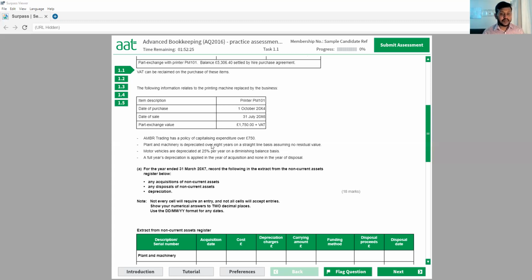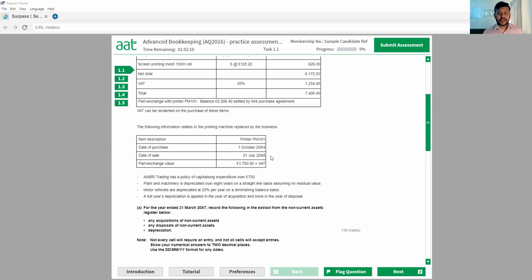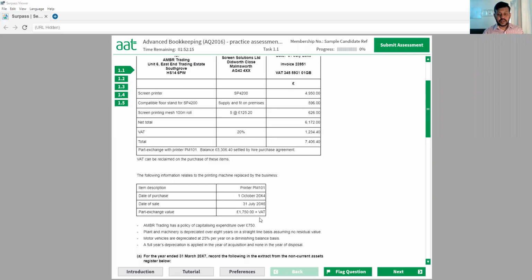Amber Trading has a policy of capitalizing expenditure over 750. Now this over 750 has to be taken together. Remember that sometimes students think, oh, this is part of the cost, but it is less than 750, so I'm not going to take it. This is completely wrong. You should take it because these two are together, the printer cost and the floor stand. Together it has to be more than 750. So it's not separate. Don't think it is 596, so it is less than 750 and I will ignore it. Don't do that, because it is part of the cost.